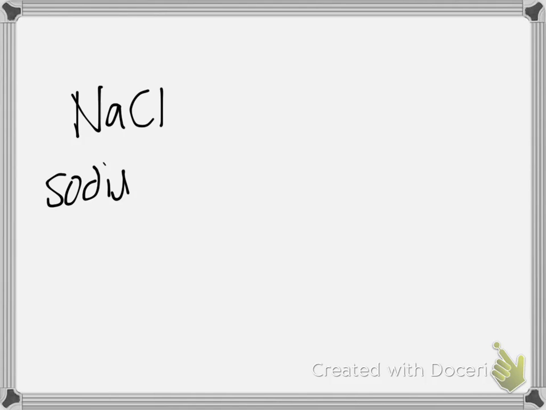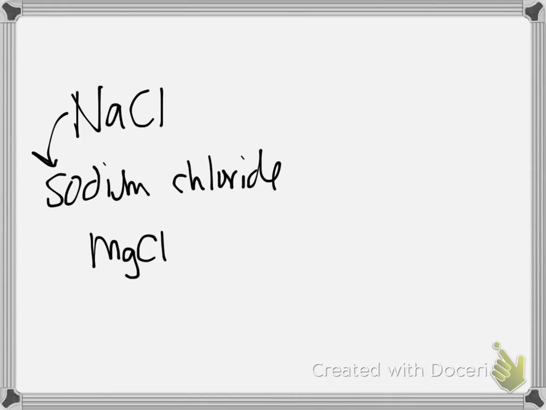So at this point, you should be able to do the following. You should be able to name the compound from the formula. So when I show you NaCl, that's what? Sodium chloride, because we know that these are named from the ions. If I show you MgCl2, what's that called? Magnesium chloride. Easy for you to say.